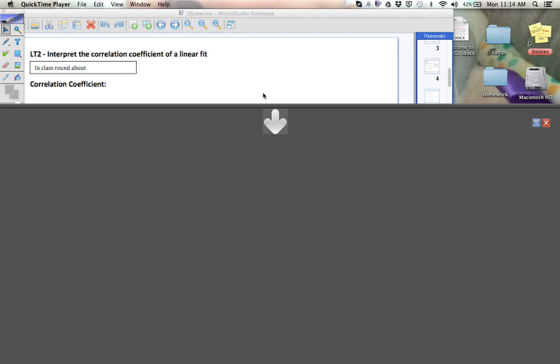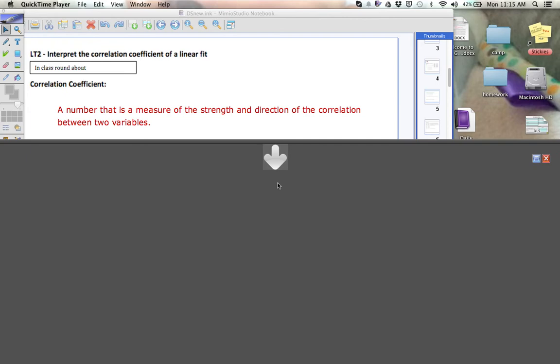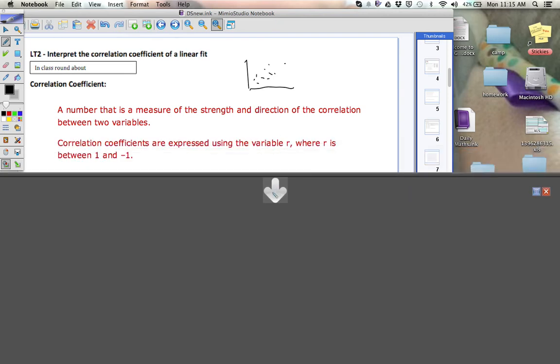Unit 3, Learning Target 2: interpret the correlation coefficient of a linear fit. So first let's define our correlation coefficient. It's a number that measures the strength and direction of the correlation between two variables. If we're looking at a graph, we're looking at how strong it is. When we said strong, how strong is it? Or if it's weak, how weak is it? And the direction. So this would be positive, and it's strong, but we can put a number with that now. Correlation coefficients are expressed using the variable r.